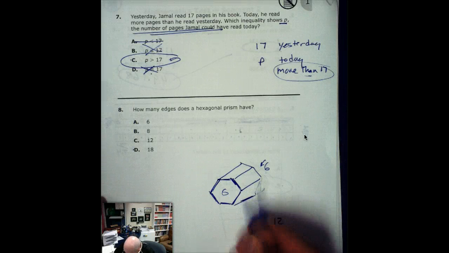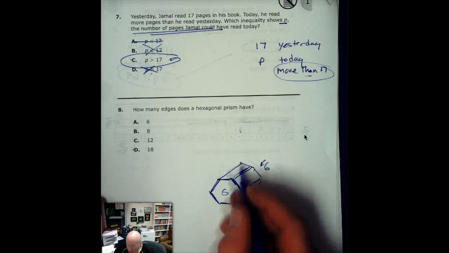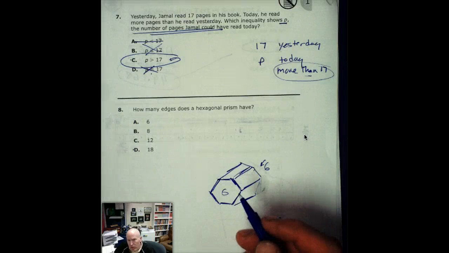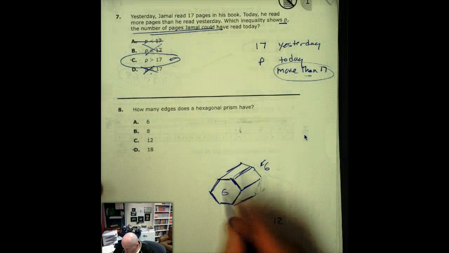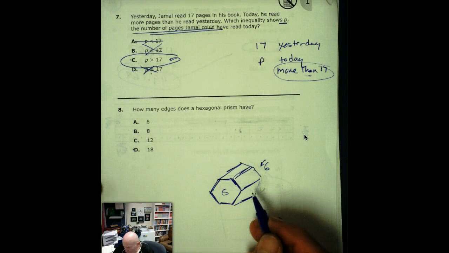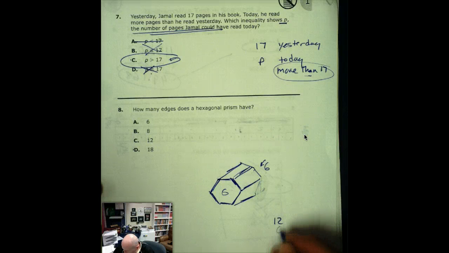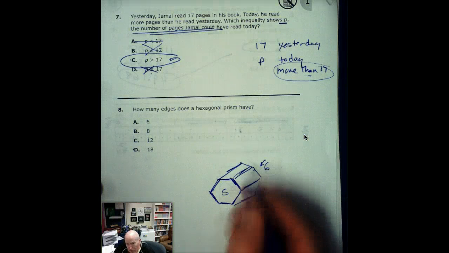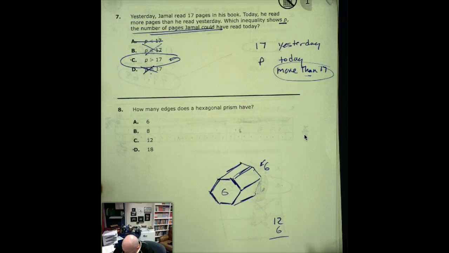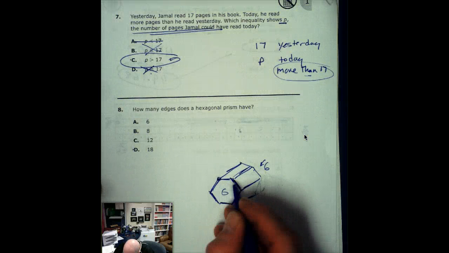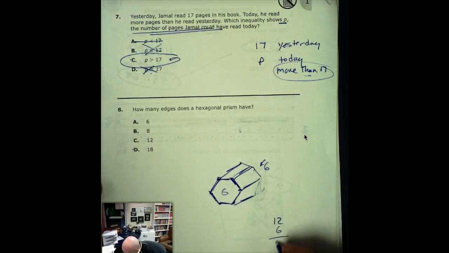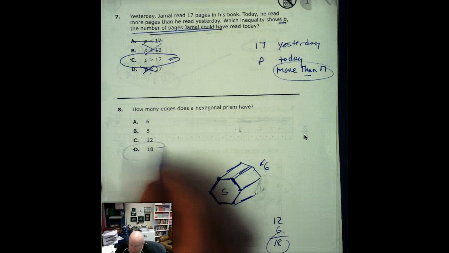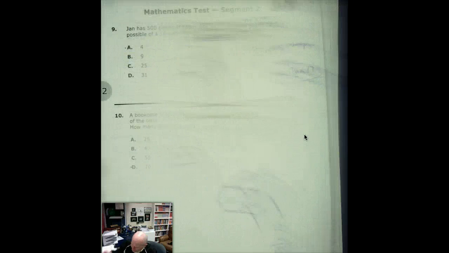But I also have edges here. Remember, an edge is where two faces meet. So I've got 6 rectangular faces along with those two bases, so I have to add 6 more in. 1, 2, 3, 4, 5, 6 there as well. Or you can think of it as one coming off of each of these vertices. So I got a total of 18. All right.